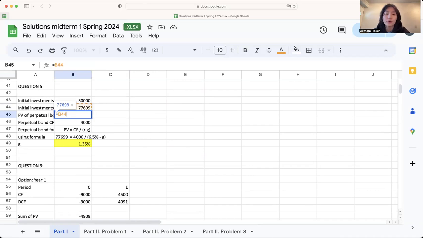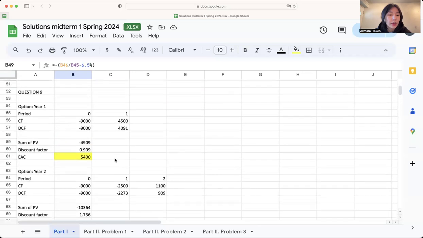PV of the perpetual bond. So what is the formula for a perpetual bond? PV is equal to cash flow divided by r minus g. So PV is calculated as $77,700, and cash flow is given in the task as $4,000. So we divide by 6.5% minus g. And using mathematical calculations, g is calculated as 1.35%.